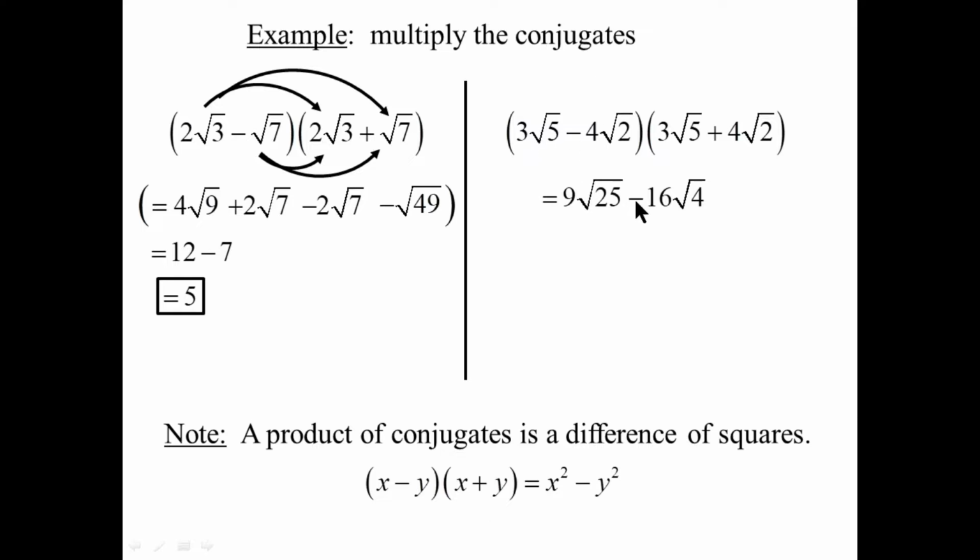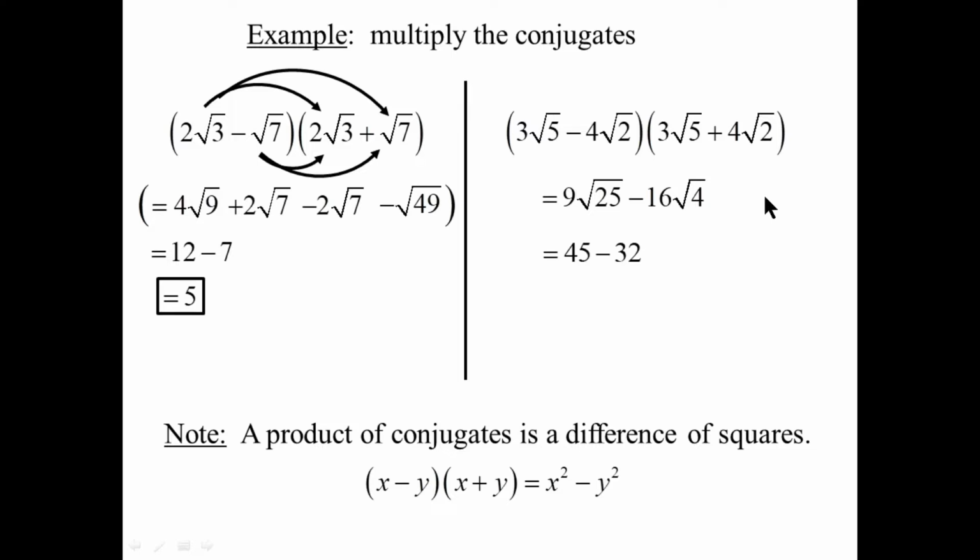9 times root 25 minus 9, 16 root 4. It's a subtraction of squares: the first term squared, the last term squared. Subtraction. And of course, this is 9 times 5, and this is 16 times 2.